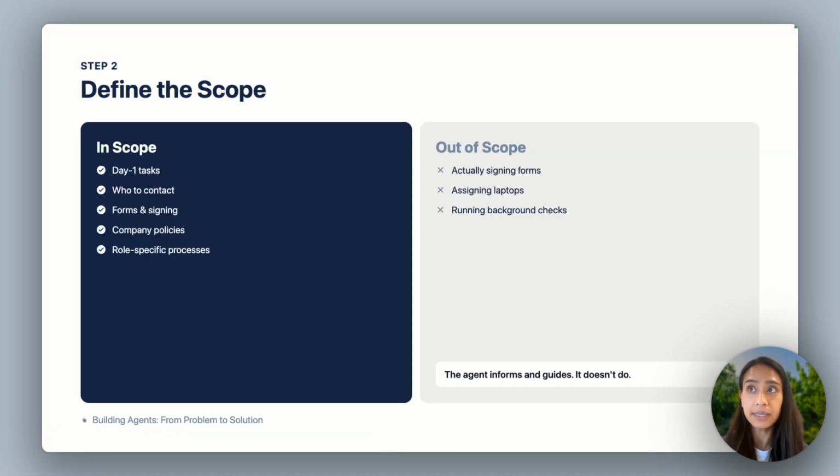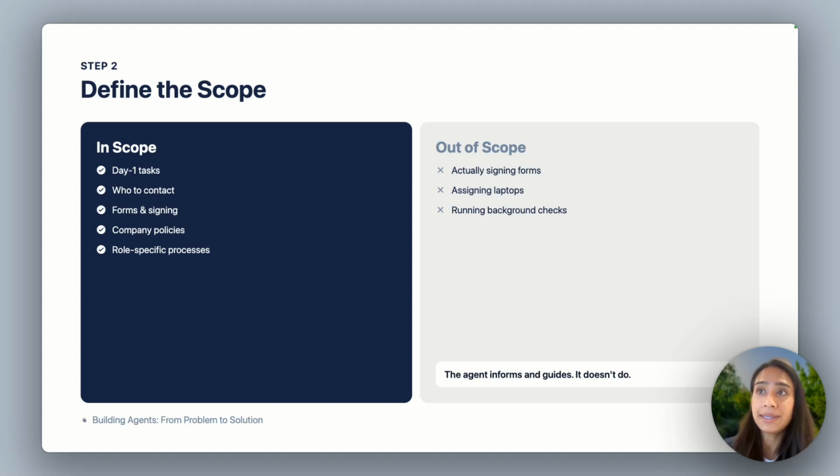instead of doing all of this, we're going to define what the scope is. So our agent is going to figure out how to help in day one tasks, help the new hire identify the right people to contact. It helps us to signpost which forms need signing, understand key company policies, and any role-specific processes. What's out of scope is the actual signing of the documents, the assignment of laptops, and background checks. That's just all done by someone else. Our agent doesn't do that.